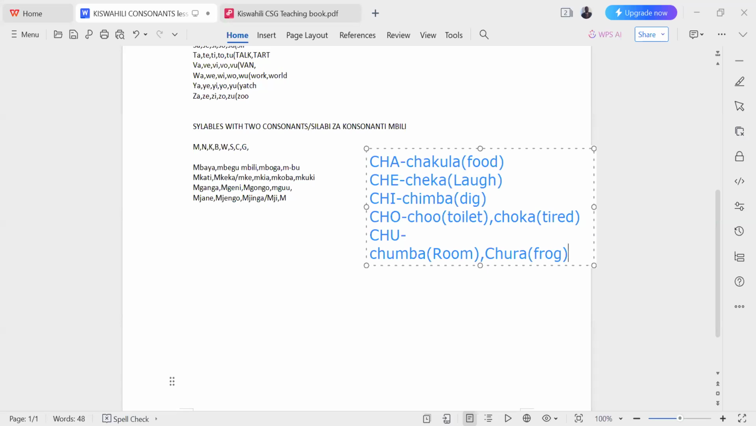So these are where ch are at the start of a word. Most of the time the ch always comes at the start of the word. They're not always at the end of the word. It's very rare to find a ch at the end of the word. They're always at the start of the word.